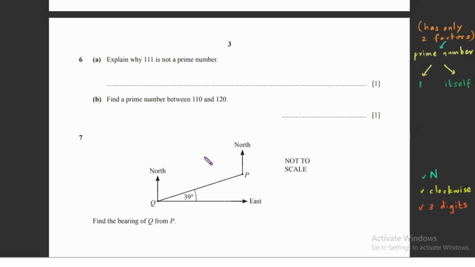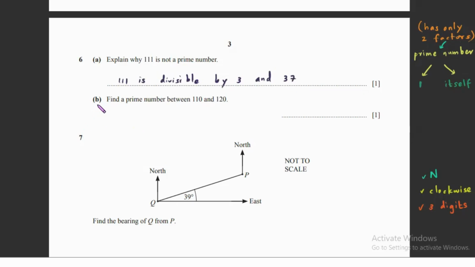In question 6a, the number given to us is 111. You need to explain why this is not a prime number. The reason why 111 is not a prime number is because 111 is divisible by 3 as well as it's divisible by 37. So this is divisible by 3 and 37. So even if you just write any one of these, that would be fine.